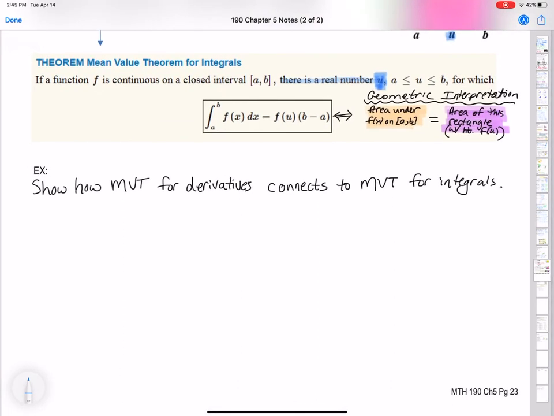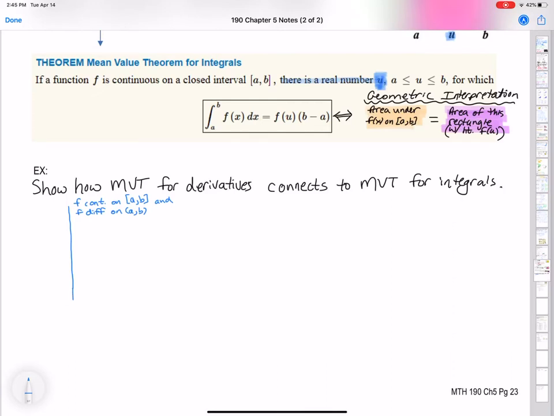So if you remember, your mean value theorem for derivatives basically said, first let's write it out, if f was continuous on the closed interval from a to b, and if it was differentiable on the open interval from a to b.